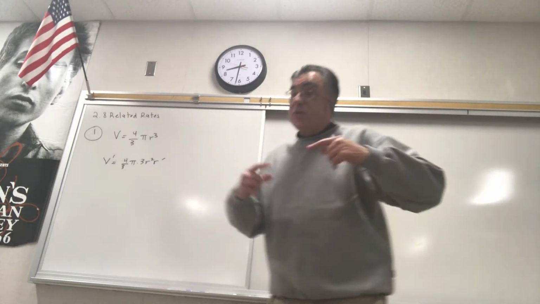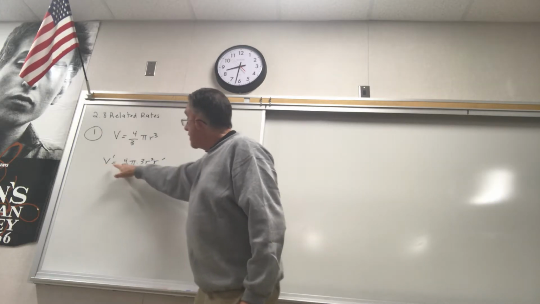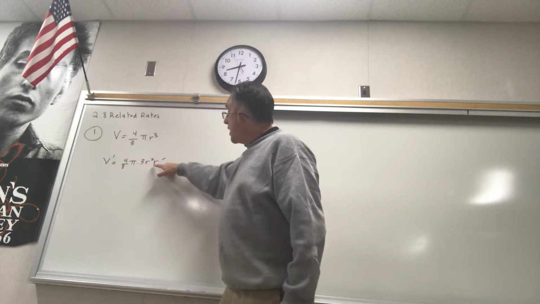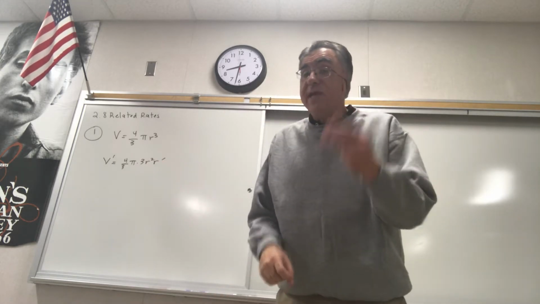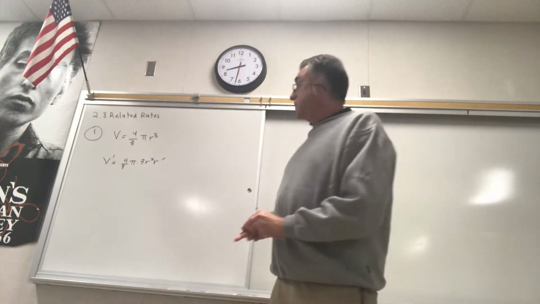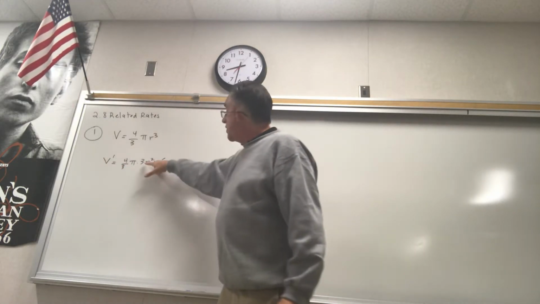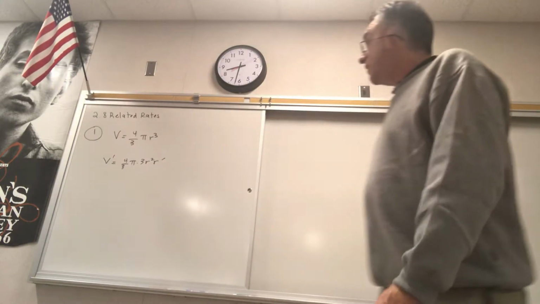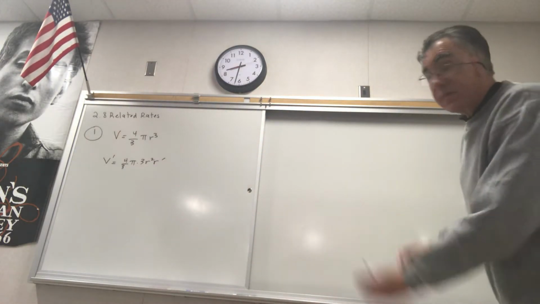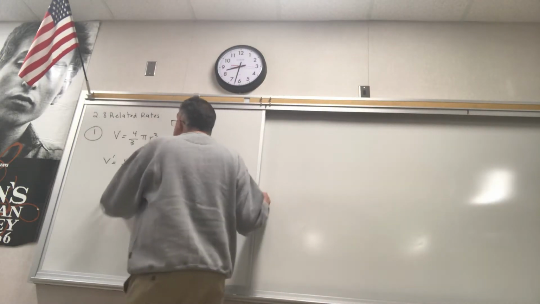Now keep in mind, when you read the question, they're going to either give you V prime, r prime, or the radius. They're going to give you two of the three, and you've got to find the missing one. And I think in the example I did, I gave you the rate of change of volume, and I gave you the radius, and you had to find r prime. But it just depends on the question. So that was the first one we did.